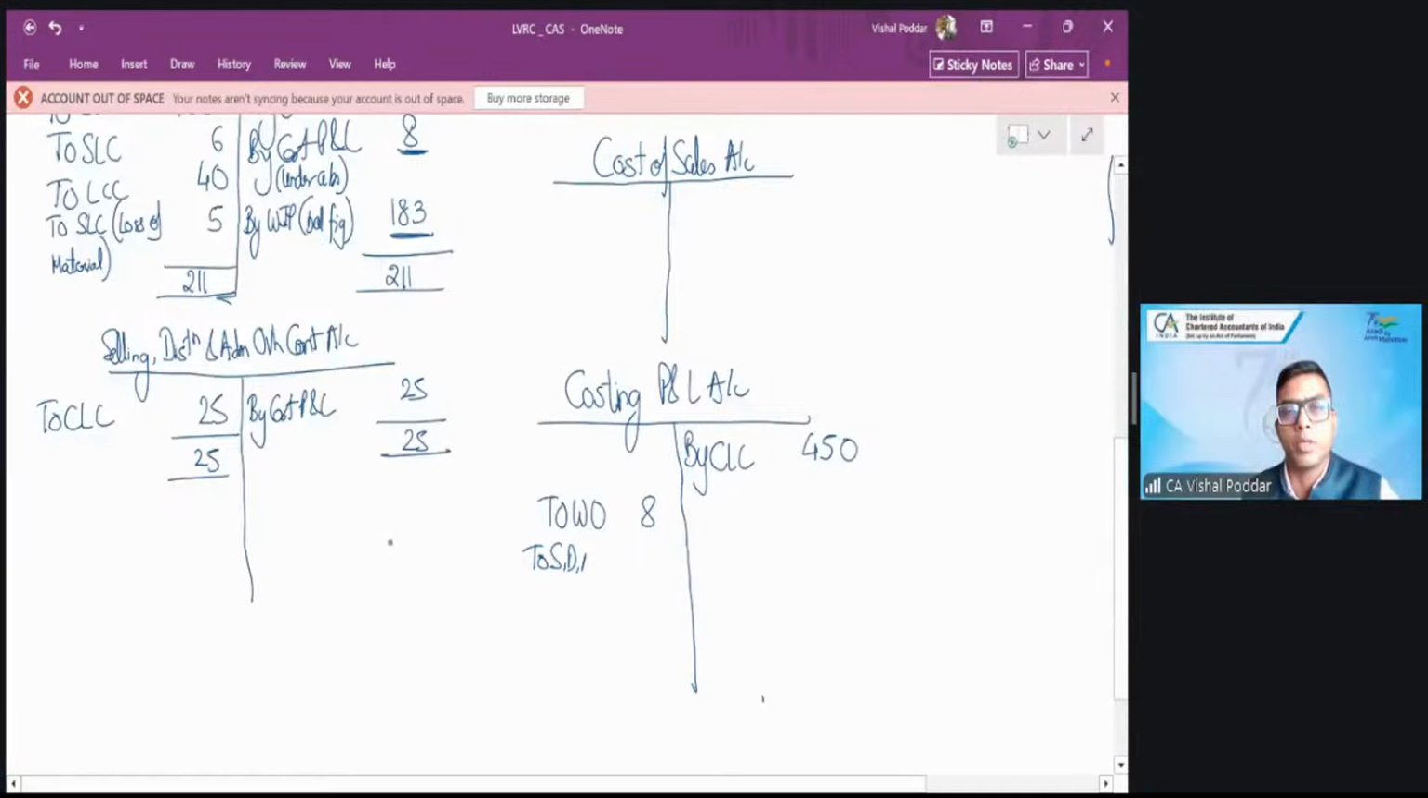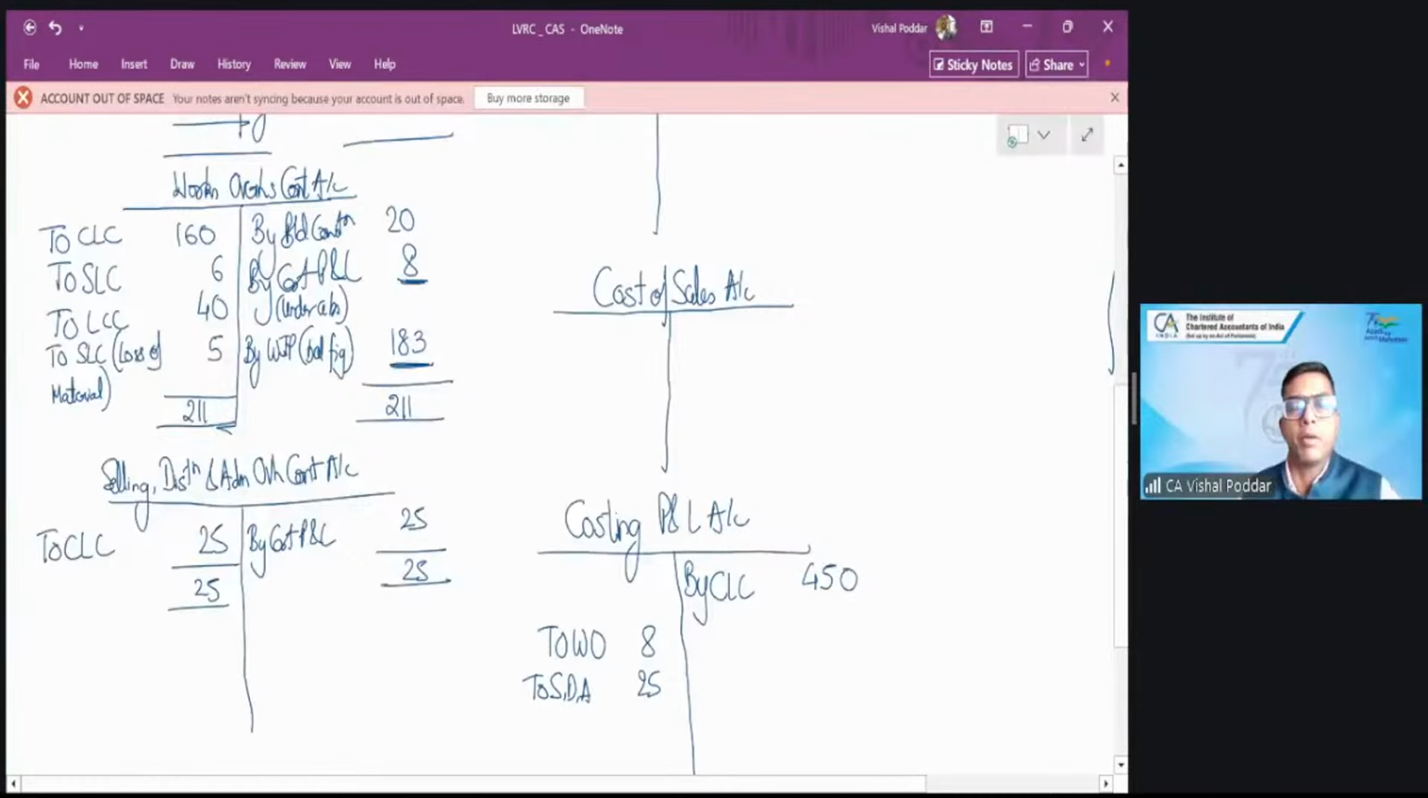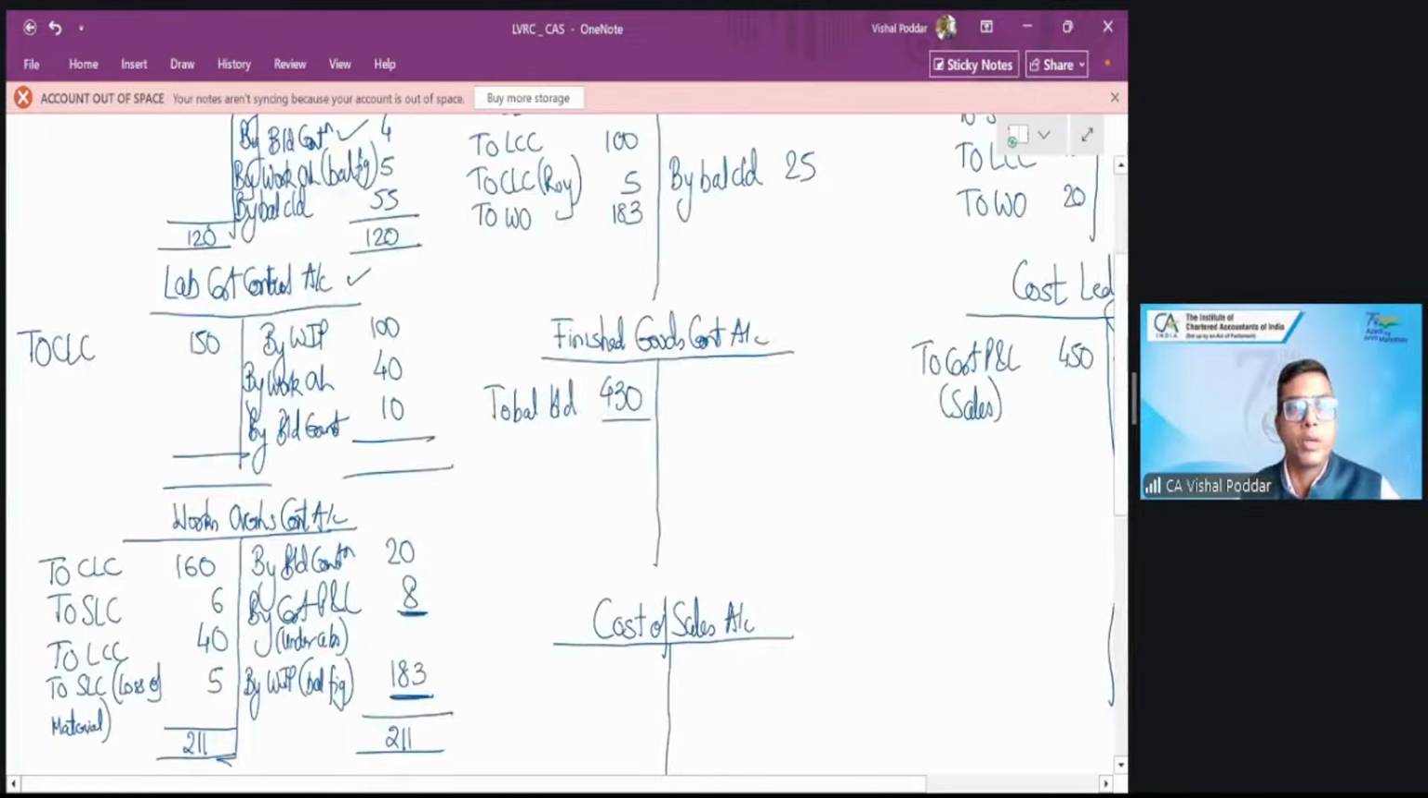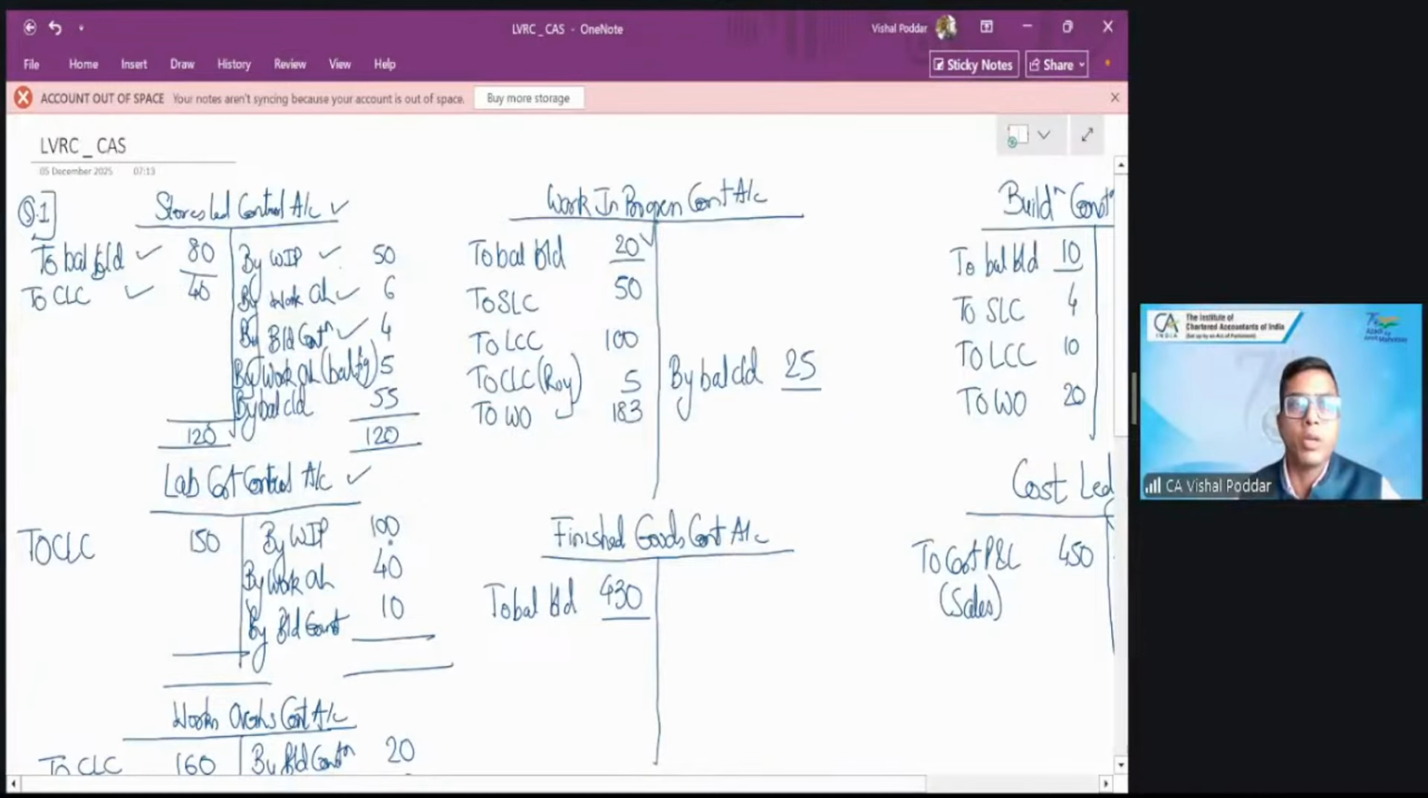Selling, distribution, administration, transferred here. Now, we come to WIP. Now in WIP, we generally find out the closing balance, but here closing is given. So we should get something else. What we get is, from WIP, the goods which are finished are transferred to the finished goods account. So here we get this transfer amount as our balancing figure.